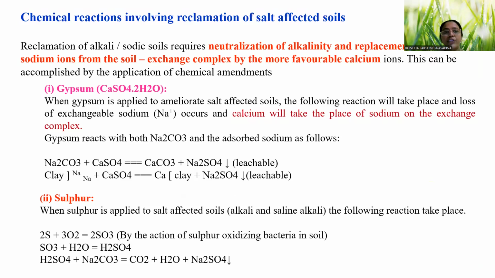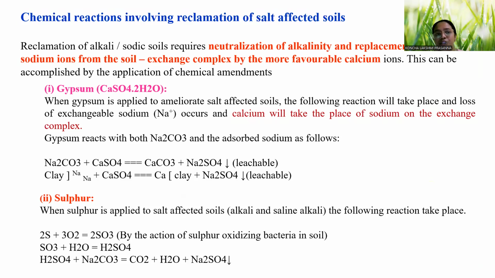So in the chemical reclamation or the chemical amelioration, it is generally done for the neutralization of the alkali or for the replacement of sodium ions. So both for the neutralization of alkalinity, or for the decreasing of the pH, it is generally used for the replacement of sodium ions with the calcium which is present on the exchange complex of clay. When neutralization and replacement of sodium ions takes place, then it causes favorable conditions for the plant growth.